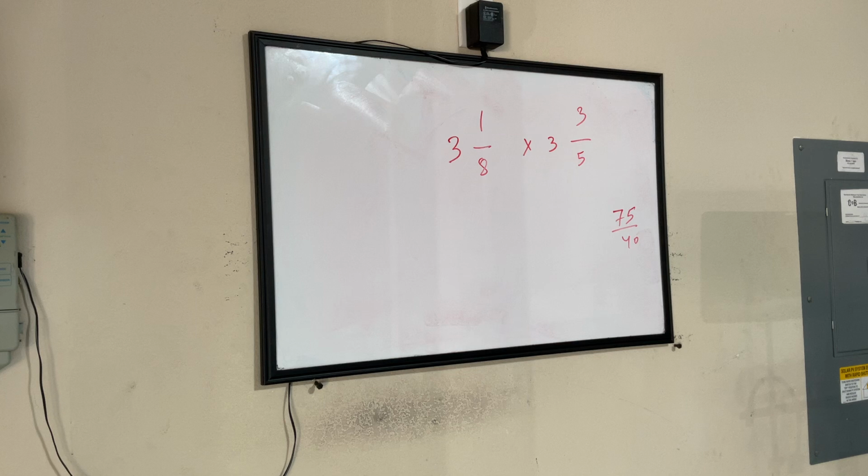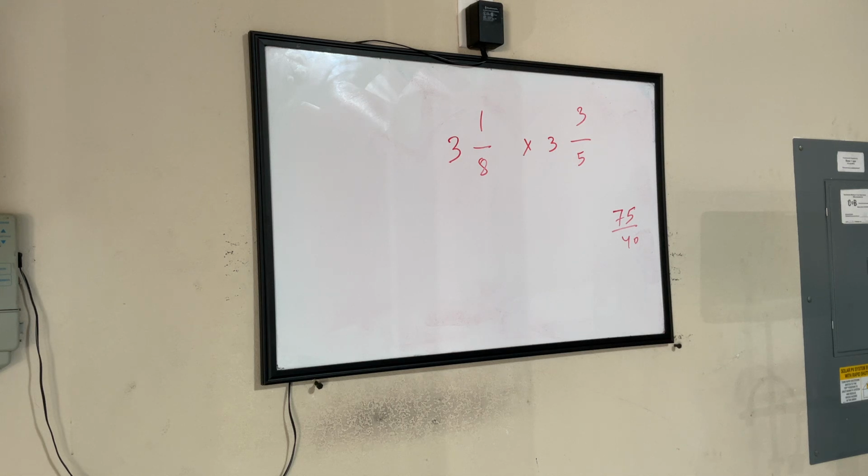Now 8. First you convert, multiply, add. 8 3s are 24, plus 1, 25 by 8. This became a fraction now. Now this is 5 3s are 15 plus 3, 18. 18 by 5. I got this. Now I can simplify this.